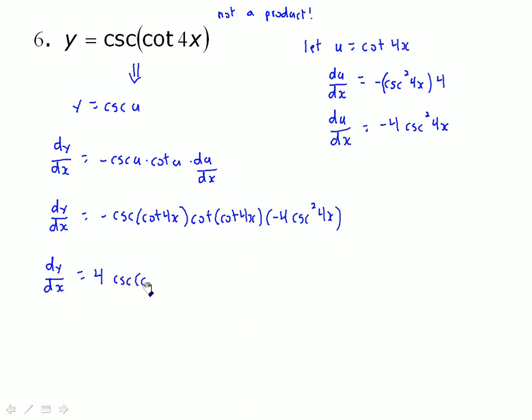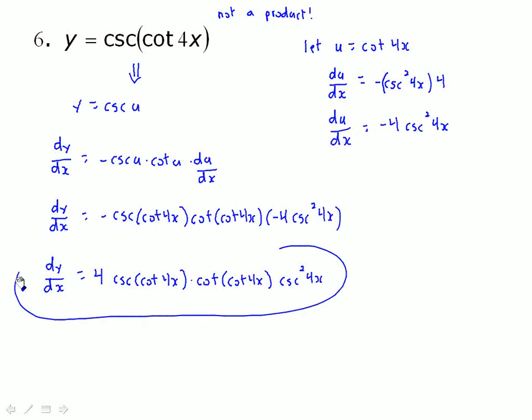Cosecant of cotangent 4x. Good idea to have that bracket around there. Multiplied. You don't need the multiply sign, but I've got it there anyways. Times cotangent of cotangent 4x. And then multiplied by cosecant squared 4x. And I think we've got it.